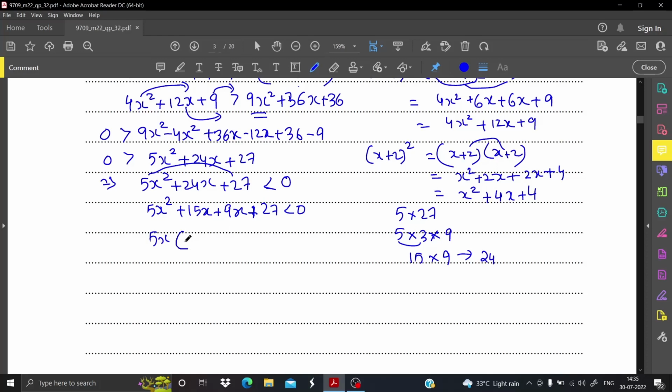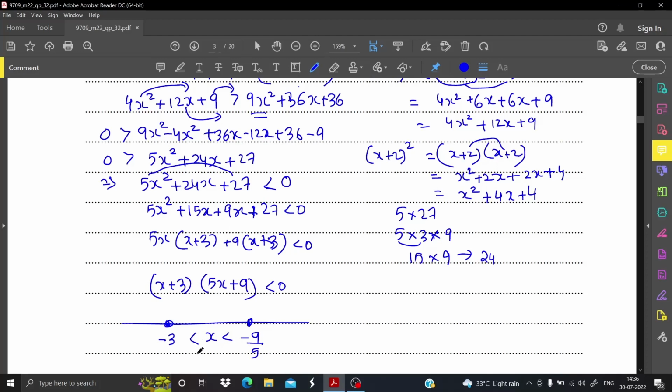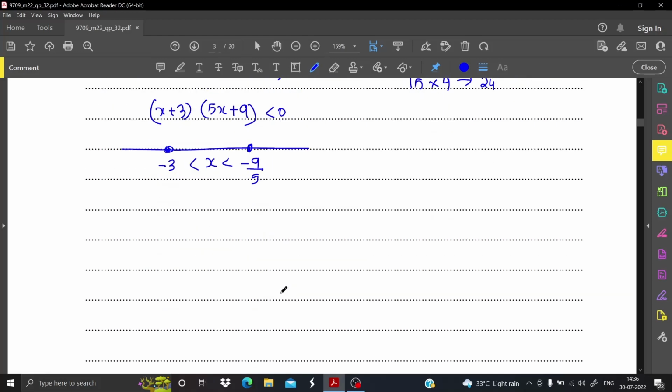So taking 5x common, you get x plus 3. Then taking 9 common, you get x plus 3. x plus 3 less than 0. Therefore, you get x plus 3 times 5x plus 9 less than 0. So if you solve this equation, you get the two x values. The two x values are, one is -3, one is -9/5. The solution here is x will lie between the two roots. So this is how you solve the question number 1.